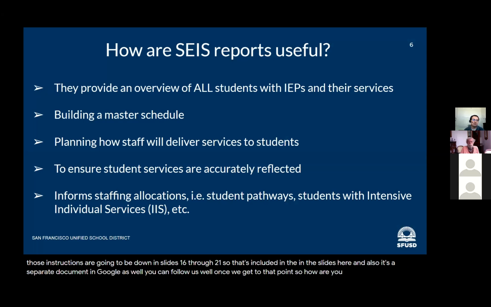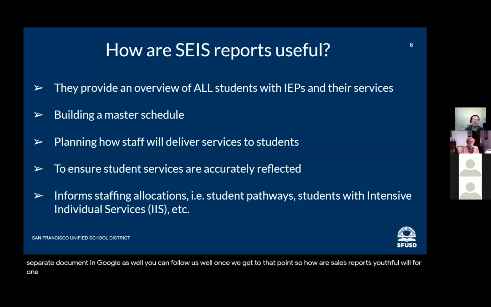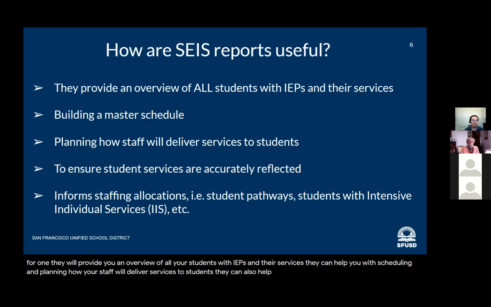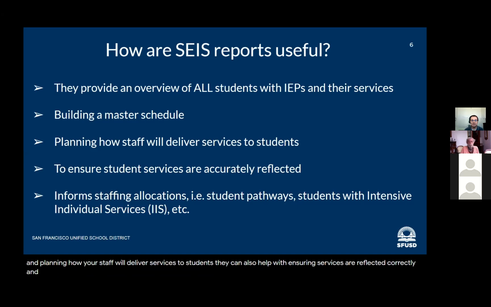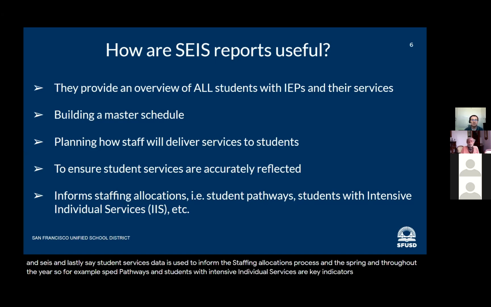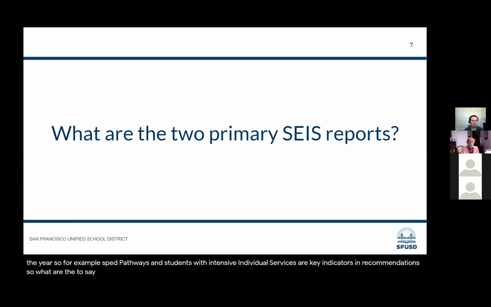So how are SEIS reports useful? For one, they provide an overview of all your students with IEPs and their services. They can help with scheduling and planning how your staff will deliver services to students. They can also help ensure services are reflected correctly in SEIS. And lastly, SEIS student services data is used to inform the staffing allocations process in the spring and throughout the year. For example, SPED pathways and students with intensive individual services are key indicators that our SPED supervisors use to make staffing recommendations.